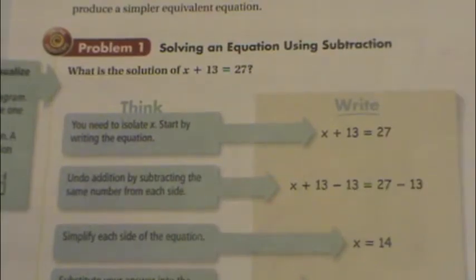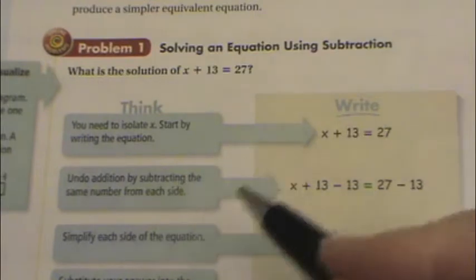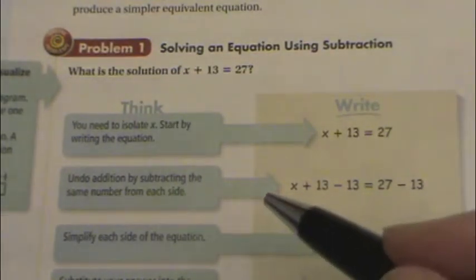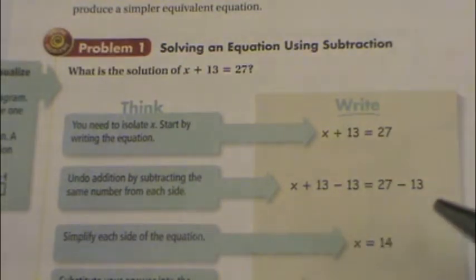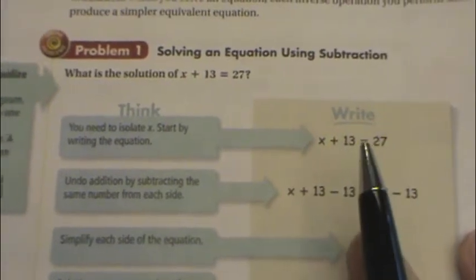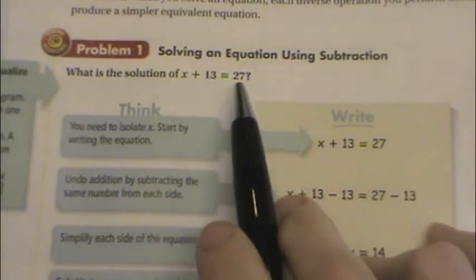Page 82, problem 1. This is what I have been waiting for. I have been so excited. It was very hard in the last chapter for me not to jump ahead and go to like how you actually do this algebra. The last chapter drove me a little crazy. Okay, so what is the solution of x plus 13 equals 27?